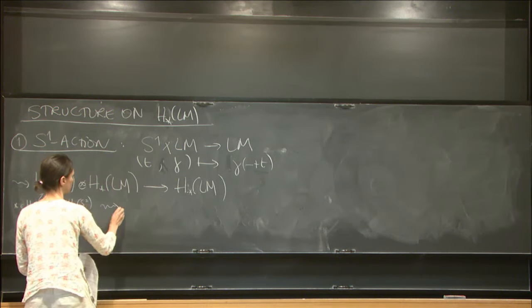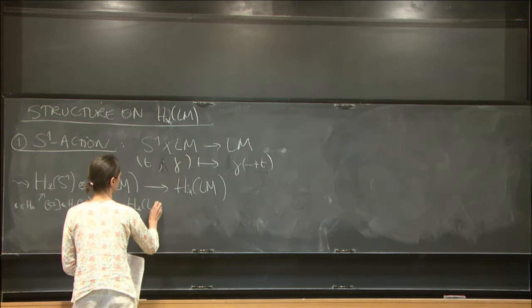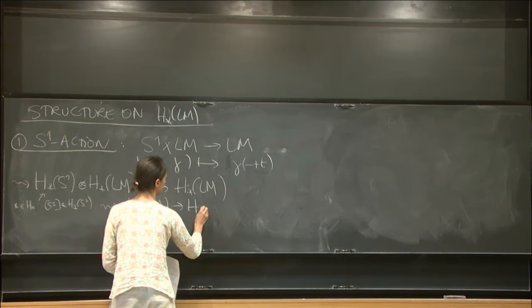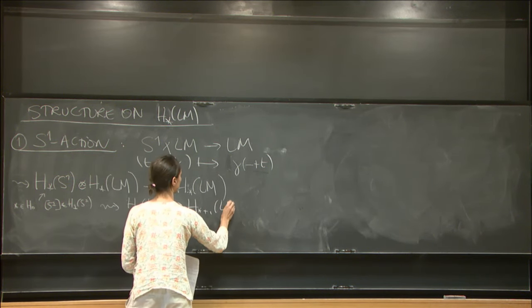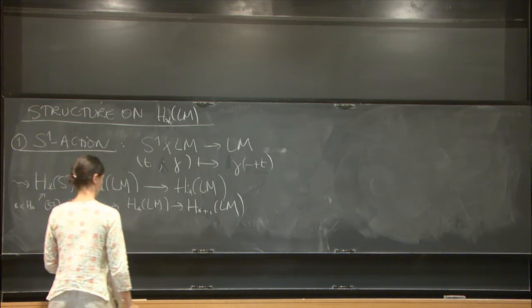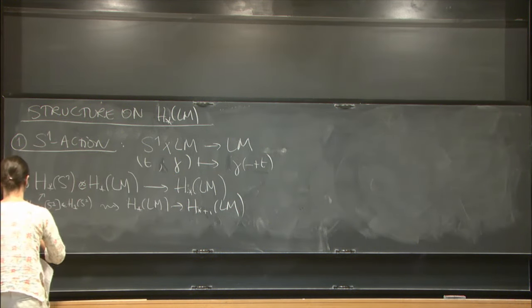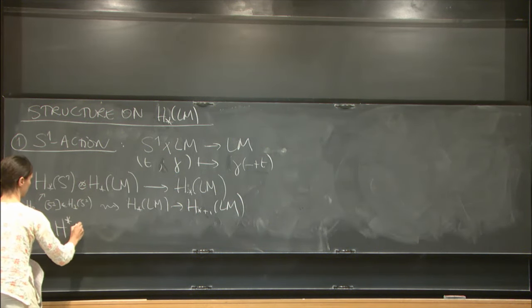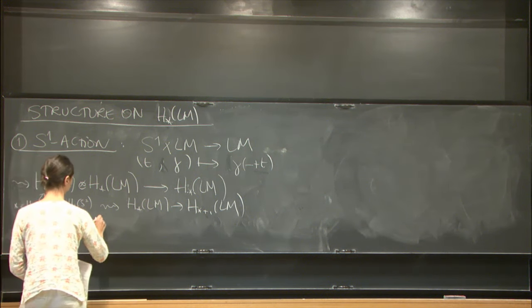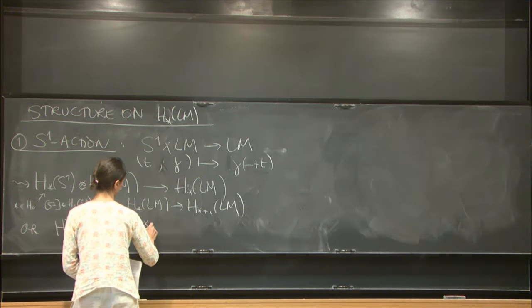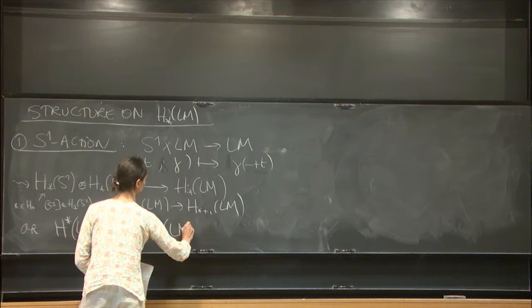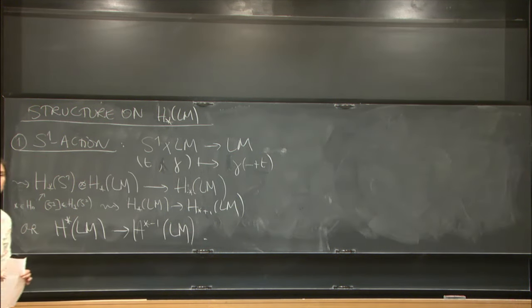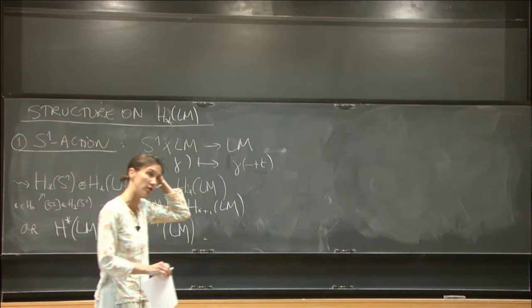So this induces a map from H_*(LM) to H_{*+1}(LM), or in cohomology, from H^*(LM) to H^{*-1}(LM). If you turn everything around, the degree will go down. Okay? So that's the interesting part of the S1 action.